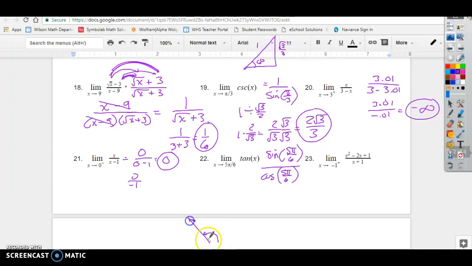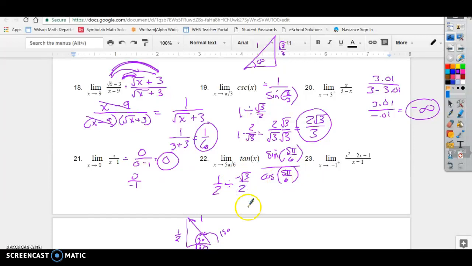Okay, so that's 150 degrees. That leaves me 30 degrees here. So this would be my short, which would be a half, and then my long would be square root of 3 over 2. So sine of 5 pi over 6 would be a half. And I'm dividing that by the cosine of 5 pi over 6, which would be negative square root of 3 over 2.